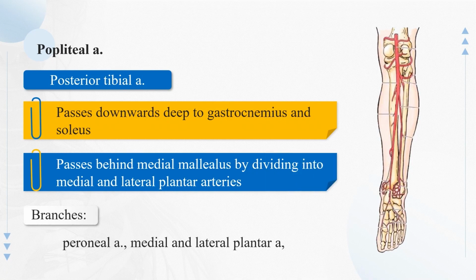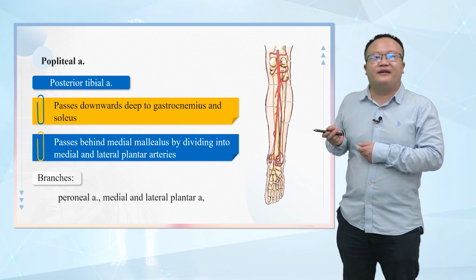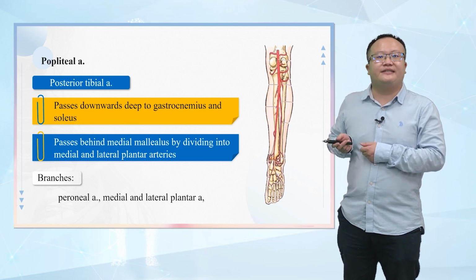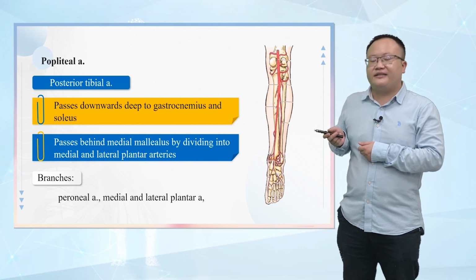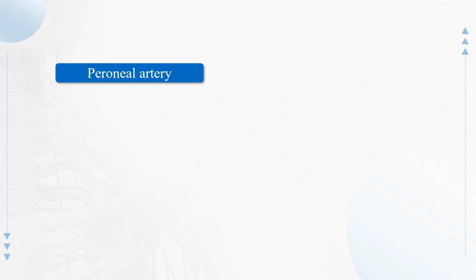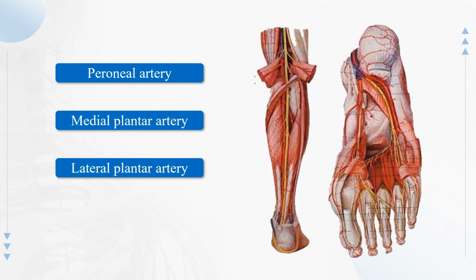The posterior tibial artery passes downwards deep to gastrocnemius and soleus. It passes behind the medial malleolus, dividing into the medial and lateral plantar arteries. The main branches are the peroneal artery, and the medial and lateral plantar arteries. This picture demonstrates the peroneal artery, medial plantar artery, and the lateral plantar artery.